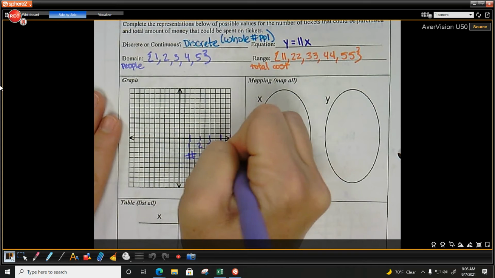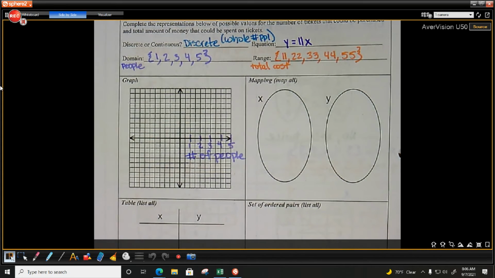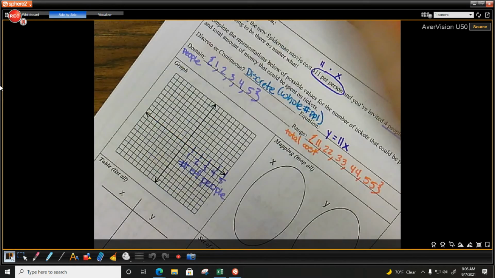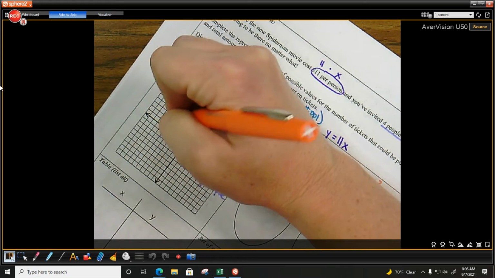Could you do your 1, 2, 3, 4, 5 just right next to each other? Yeah, but I want it to be a little spread out. This is personal preference. As long as you label it consistently, there's more than one correct way to do this. Okay? So I labeled my x-axis, number of people. We have 1, 2, 3, 4, 5 people going. Okay? I'm going to label my y-axis total cost.